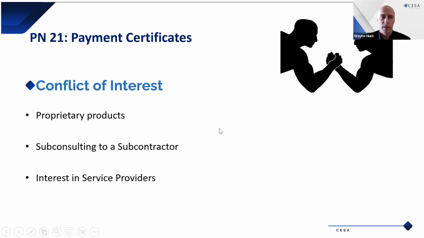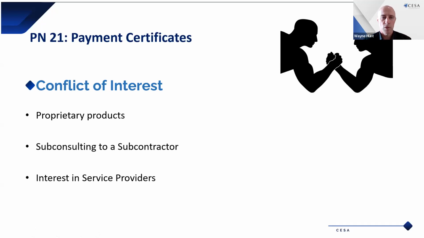Okay, then I'll just talk quickly about payment certificates in relation to conflicts of interest. Proprietary products: where the contractor, for example, is using products in which the consulting engineer has an interest, that would be a conflict. And there are ways to manage it. The client can get an independent party to sign off certain parts which relate to those products.